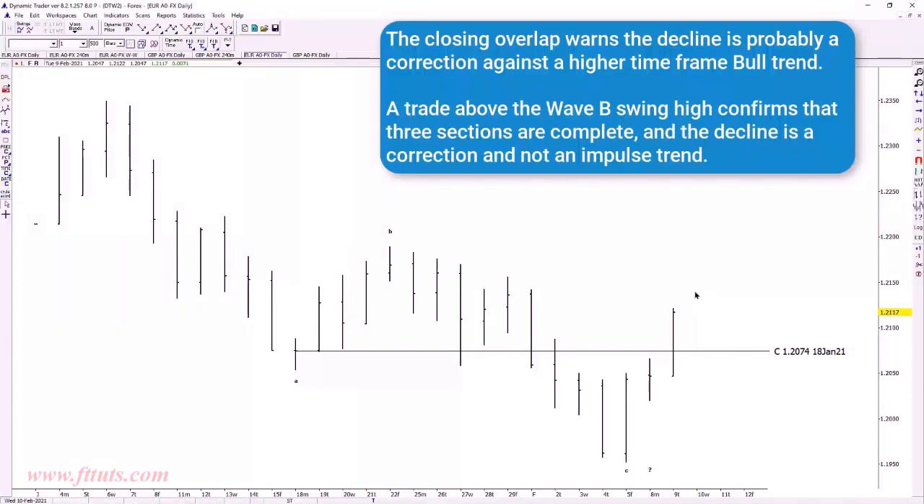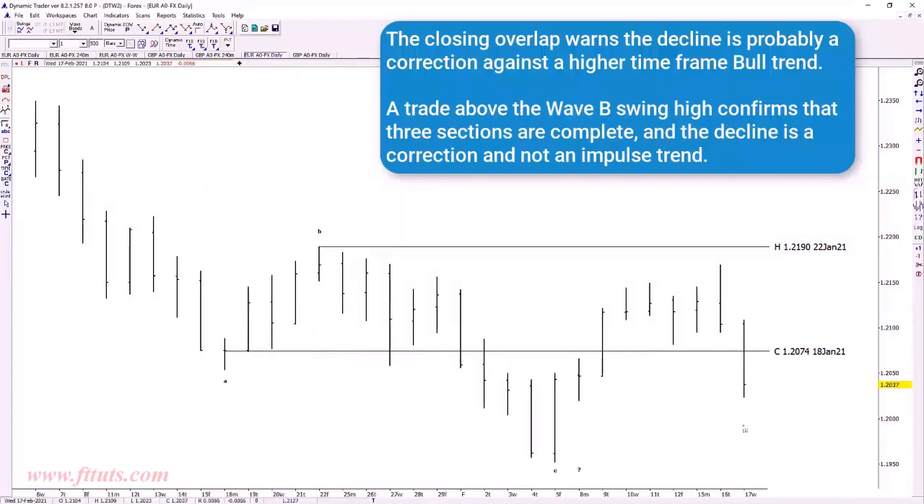Let's add some more data onto this chart. And by the way, let's draw a horizontal line across what I've labeled the wave B high, because if we trade above it, it would confirm a 3-section decline. So it's either an ABC or it's part of a more complex correction. Continue to add some data.